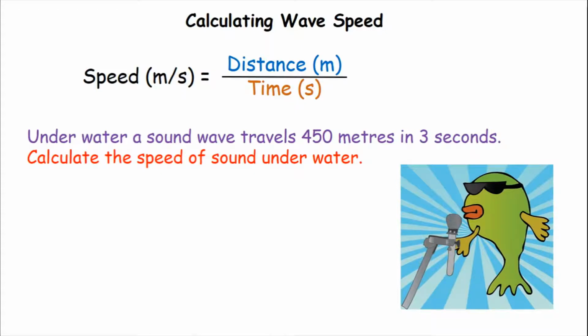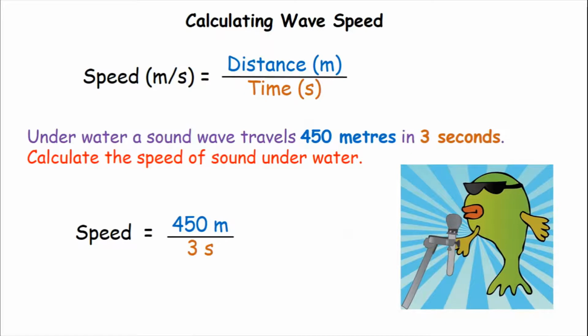Here we are given the distance as 450 meters and the time is 3 seconds. So we again just plug those numbers into our equation, so we get speed equals 450 meters divided by 3 seconds. And this gives us a speed of 150 meters per second for sound waves underwater.